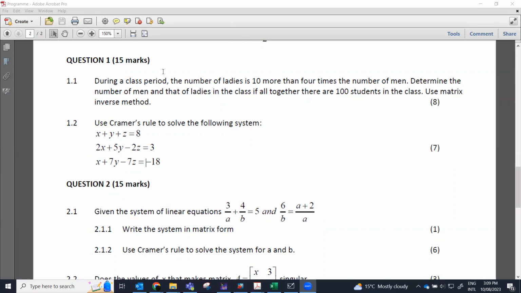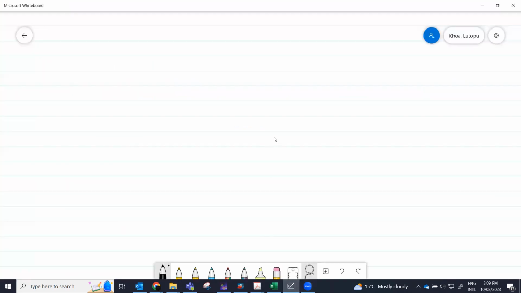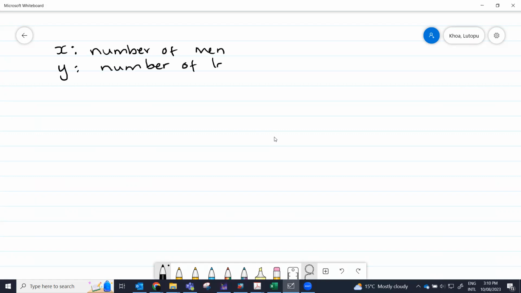So question 1. During a class period, the number of ladies is 10 more than 4 times the number of men. Determine the number of men and that of ladies in a class if altogether there are 100 students in the class. Use the matrix inverse method. First you have to say X, this is the number of men. And then Y, this is the number of ladies.